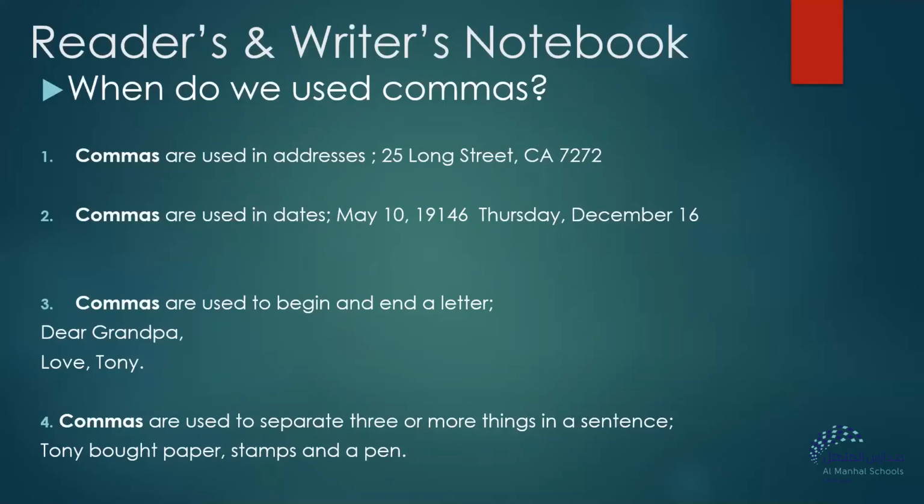All right. With that said, we go on to number four. Commas are used to separate three or more things in a sentence. If we are naming a list of things: Tony bought paper, stamps, and a pen. We can't say Tony bought paper and stamps and a pen because that is not correct form of English. To sound more English proficient, we should use commas when we write and name more than two, three, four and even more things like that.